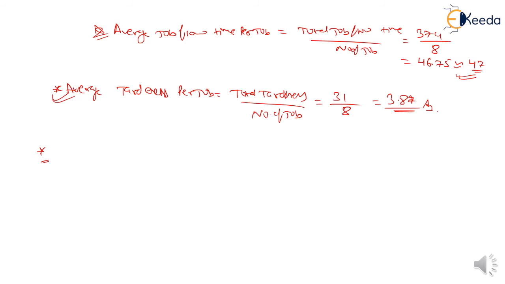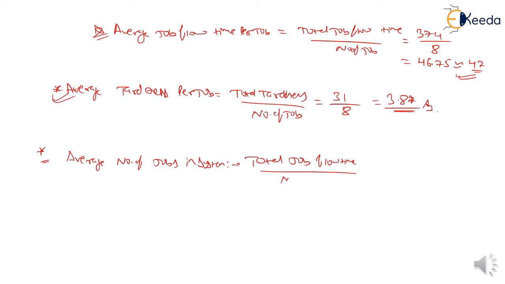After that, calculate the average number of jobs in system. We know that the average number of jobs in system is nothing but total job flow time with respect to makespan time. So what is the total job flow time? 374 is total job flow time and makespan time is 98. So calculate this, it is nothing but 3.816. So 3.816 is the average number of jobs in our system. Okay students, clear to all?